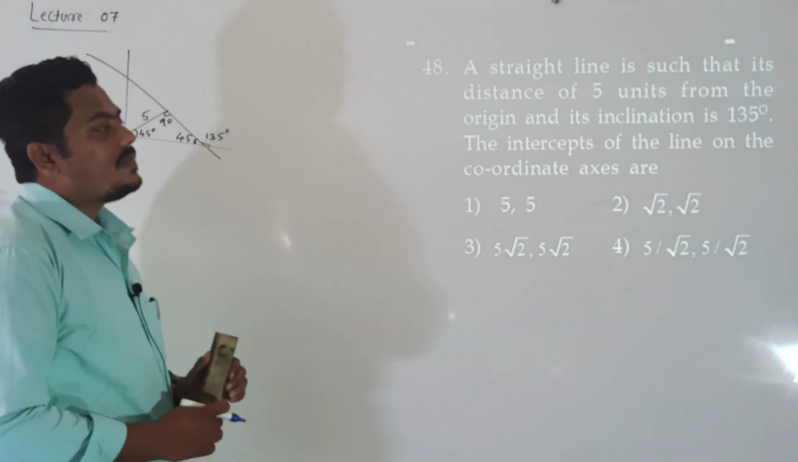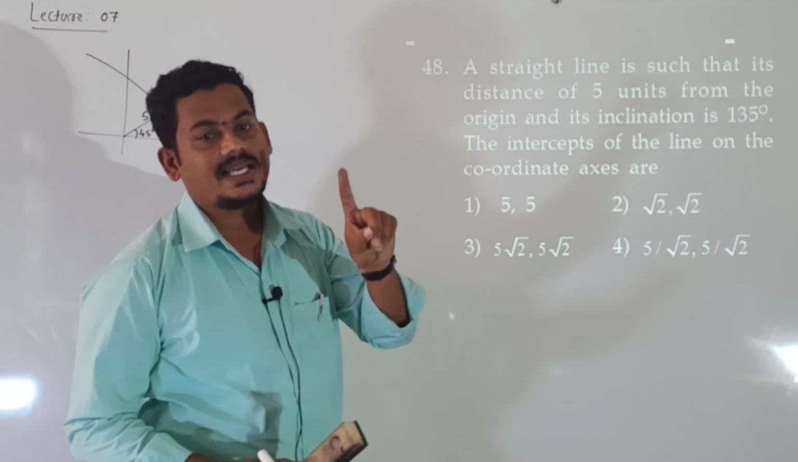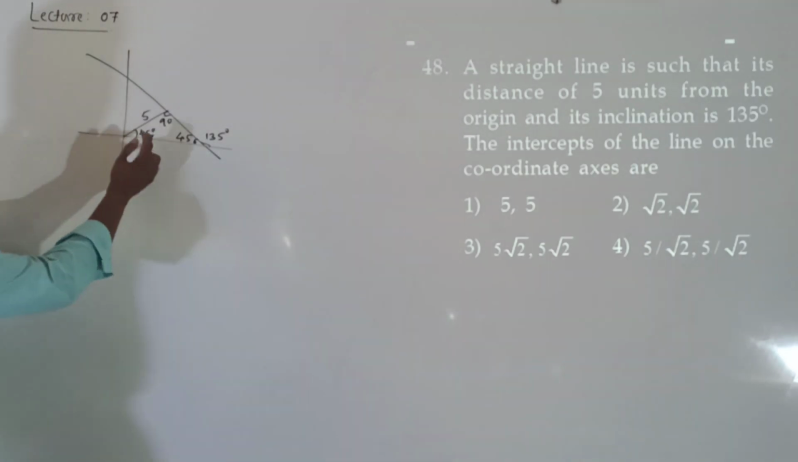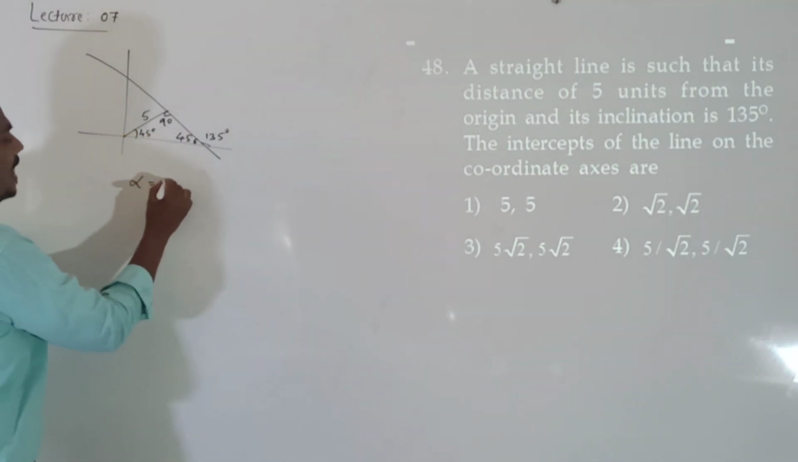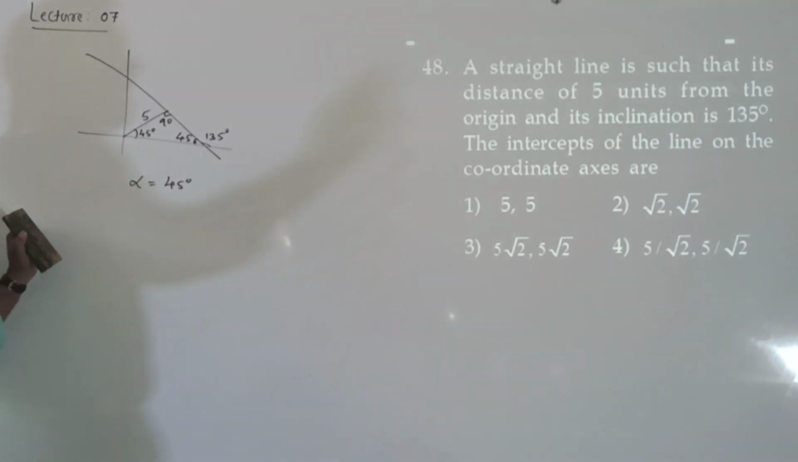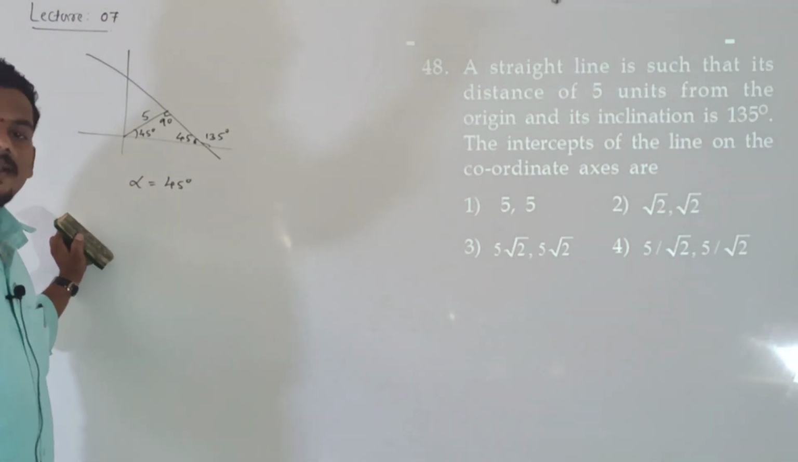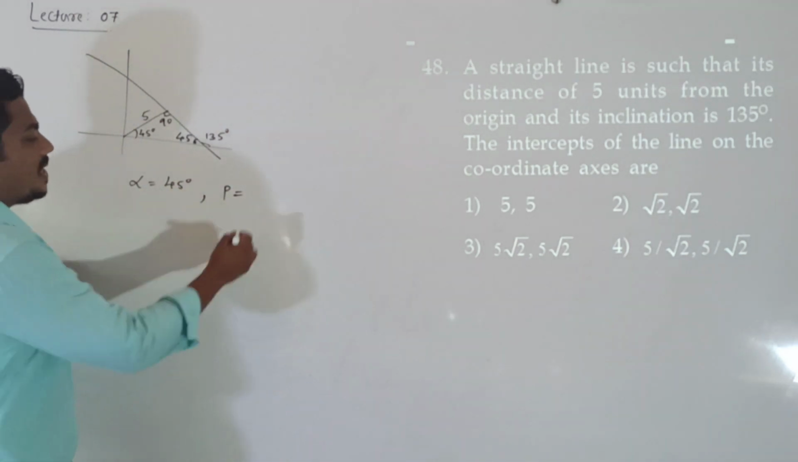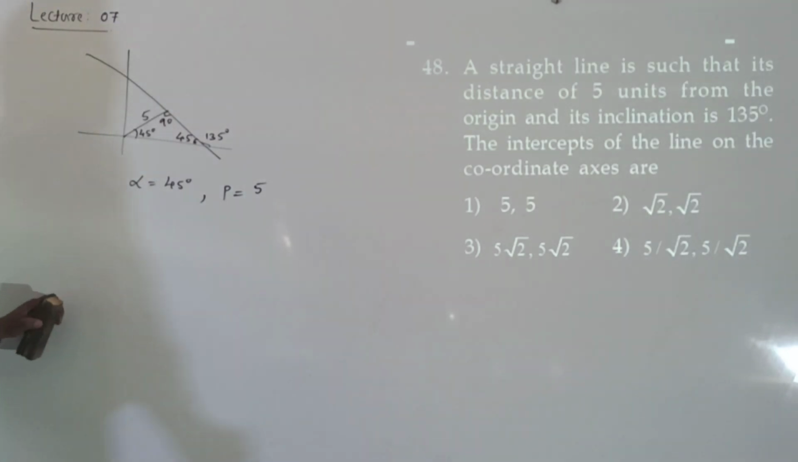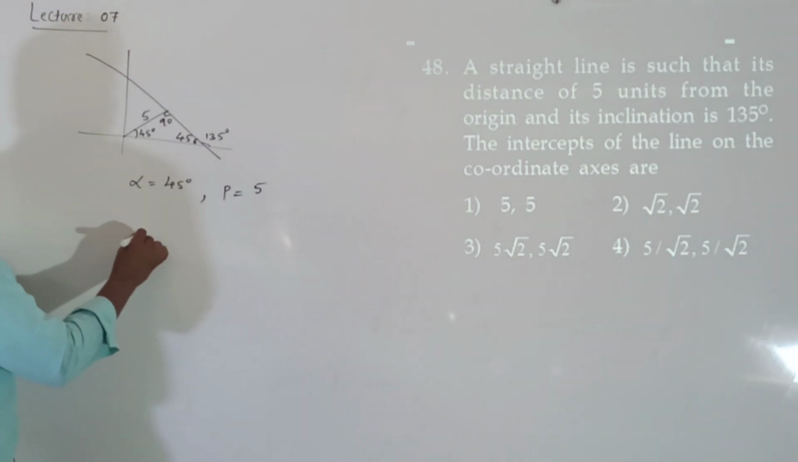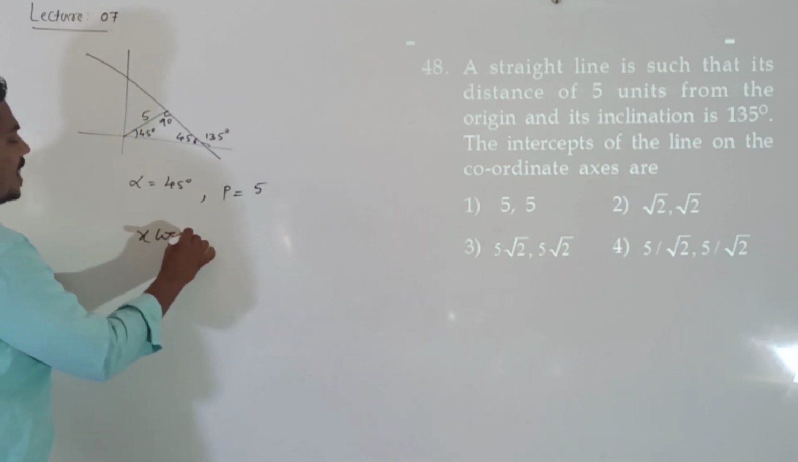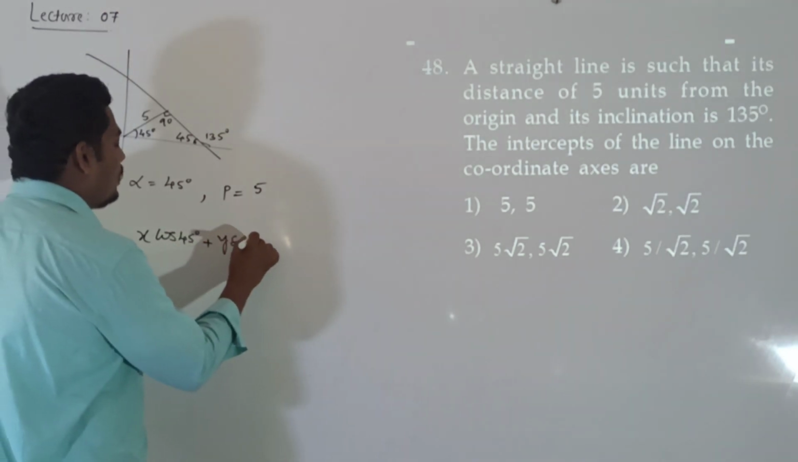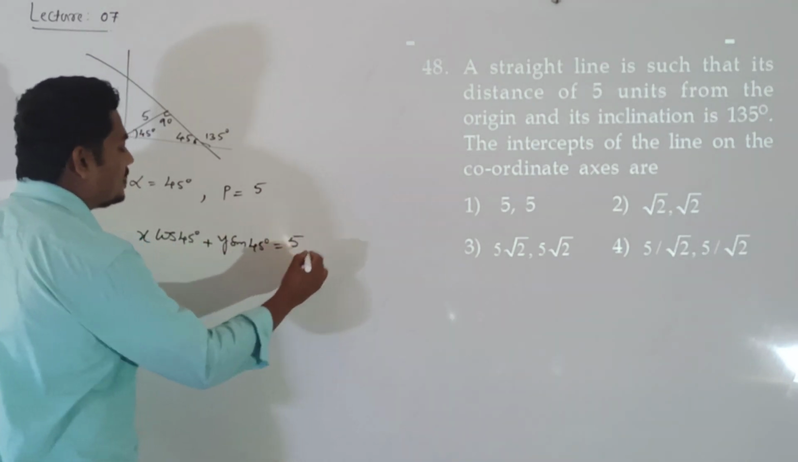A line makes an angle of 135 degrees with the x-axis and the distance between the origin and the line is given. Now this is the alpha value. Alpha is 45 degrees. Alpha means the angle made by the perpendicular line. The angle made by the normal with the x-axis is alpha. And what is the p value here? p is 5. The distance between the origin and the line is 5 units. Now write the equation of the line. x cos alpha plus y sin alpha is equal to p. What is the alpha value? 45 degrees, and p equal to 5.